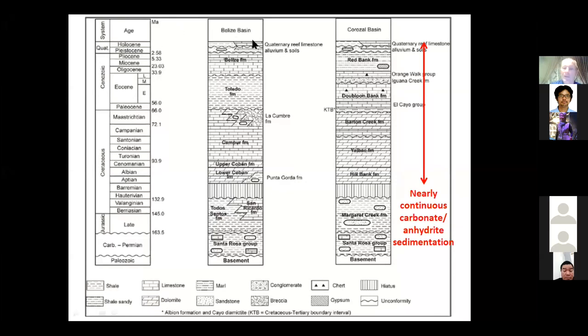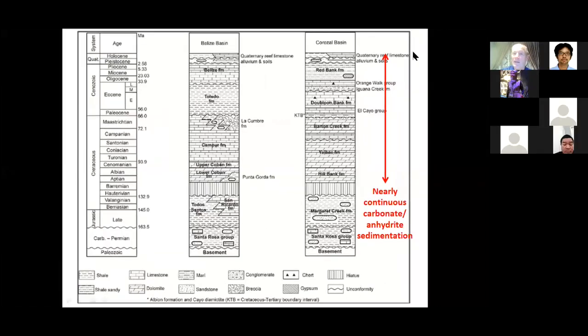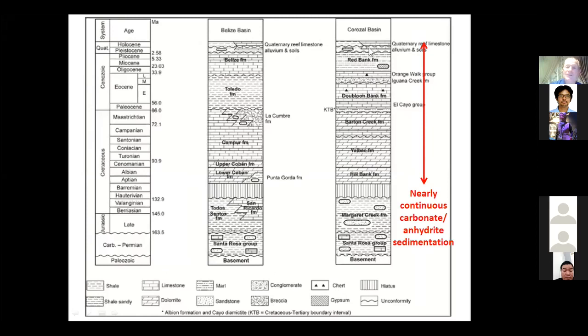Ignore the strat column on the left here, but the one on the right is relevant. It's typical. This is an old strat column for the Corozal Basin. It shows an old Margaret Creek formation here, then a hiatus or an unconformity, and then almost continuous deposition up to present day. A few very minor unconformities, but almost no indication of missing time. And this is very naive. This is the kind of thing that first-year geology students would think about, because they want to connect all of the formations together, and they forget about unconformities.